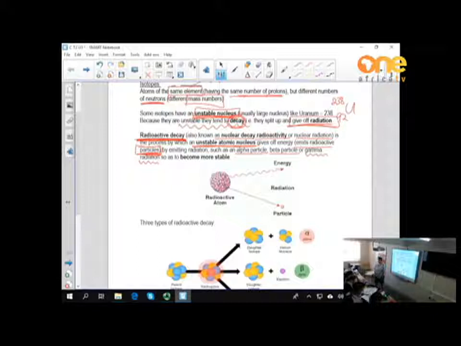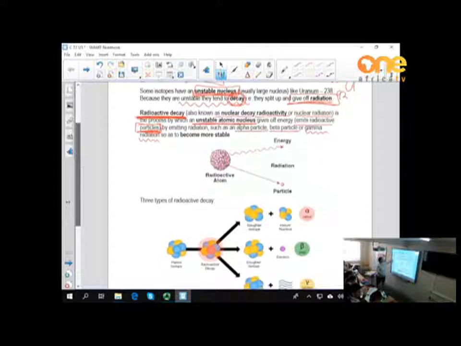Now what happens is, an alpha particle, at this point you don't need to specifically know what an alpha particle is, but an alpha particle consists of two protons and two neutrons. So it's a fairly large particle, two protons and two neutrons sticking to each other, and it's shot out from the nucleus. A beta particle is actually an electron that is shot out from the nucleus. Okay, now where do we get electrons? Around the nucleus. So where does an electron come that is shot out from the nucleus?